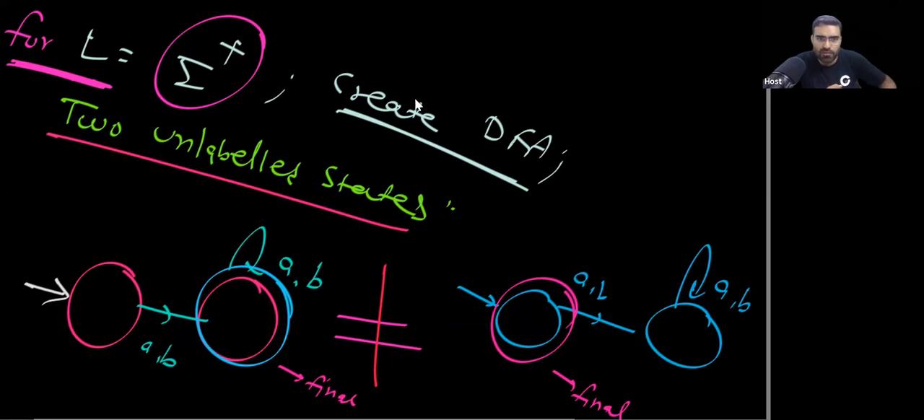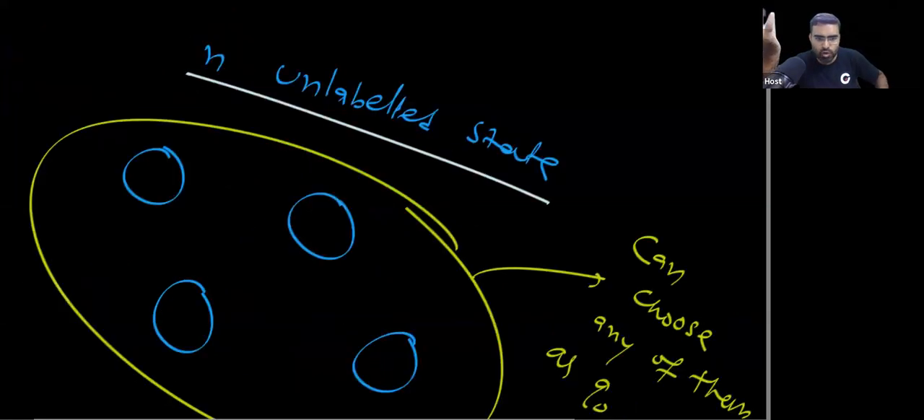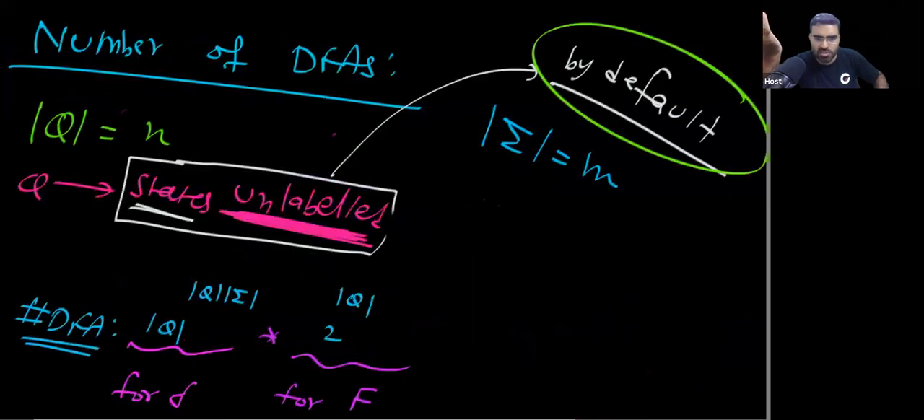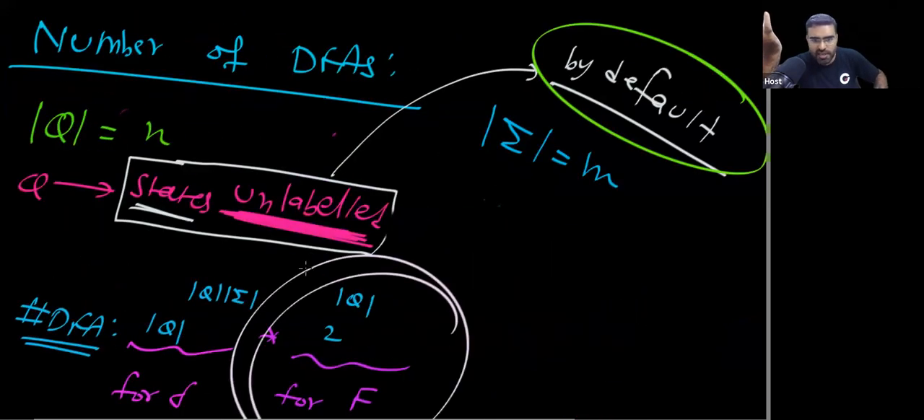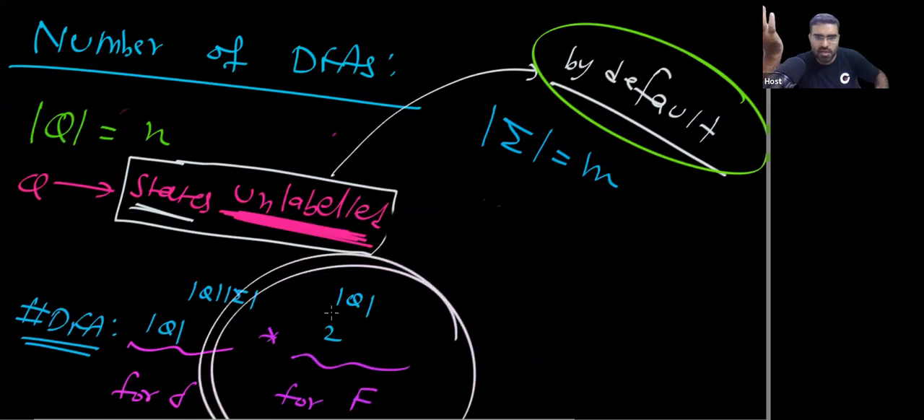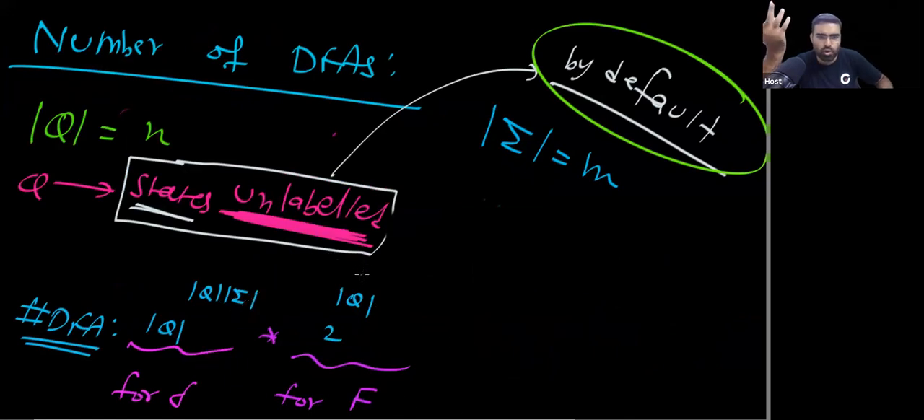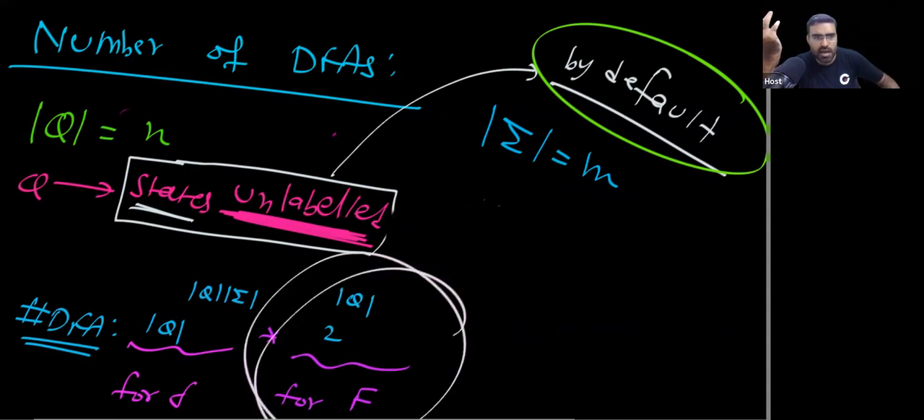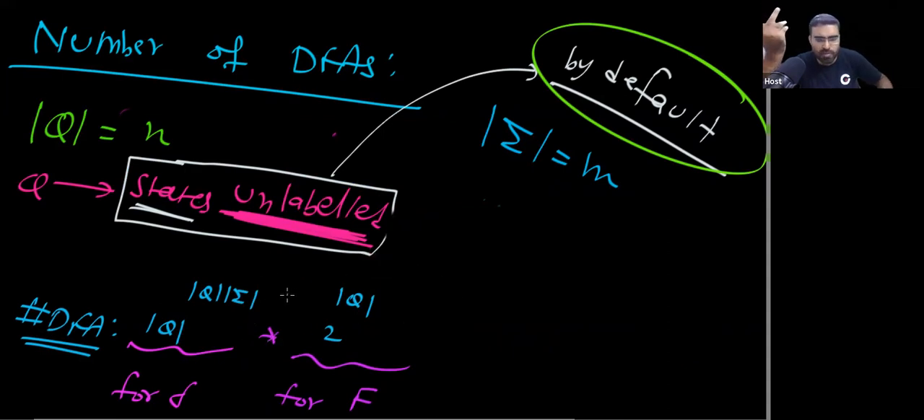If I make none of them final state, the number of final state choices will be the same, 2 power n. Every state has two choices: either you make it final or you don't make it final. So when your states are unlabeled, this will be your answer.